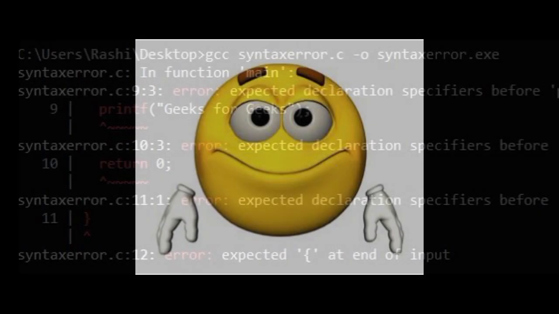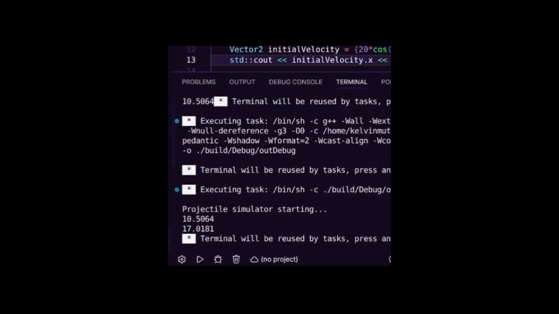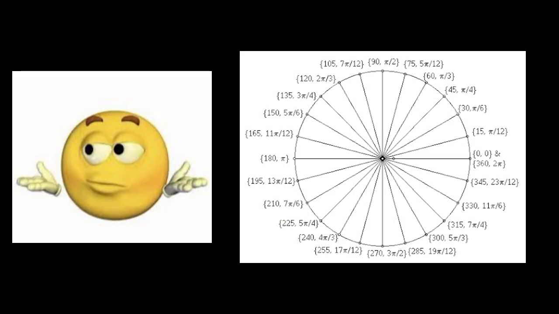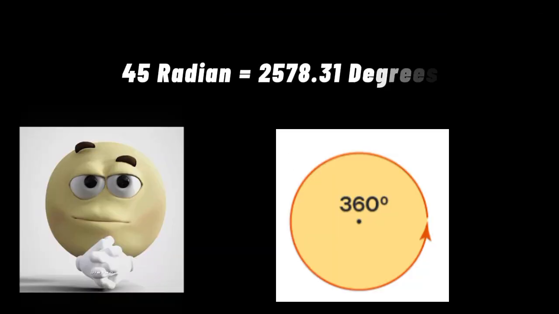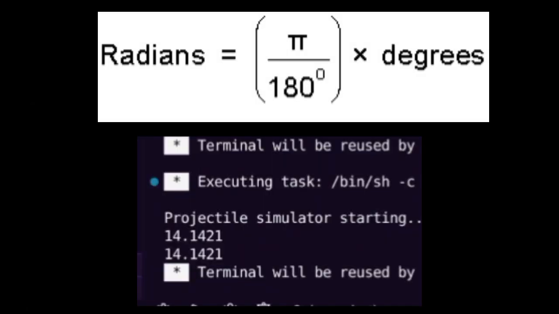The first real bug showed up almost immediately. Turns out C++'s cosine and sine functions don't take degrees. They take radians. I had fed the function 45 radians, which isn't a modest angle at all, and it's more than 7 full rotations around a circle. Small fix, just one conversion formula later, and the numbers lined up perfectly.